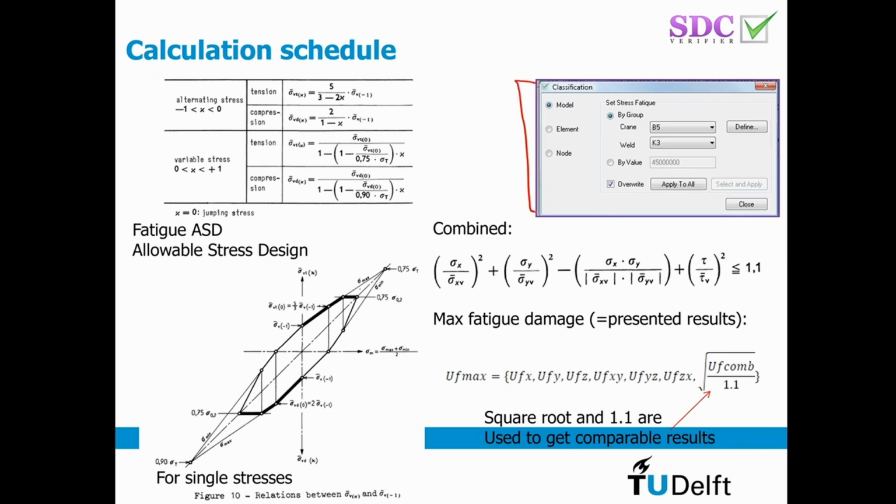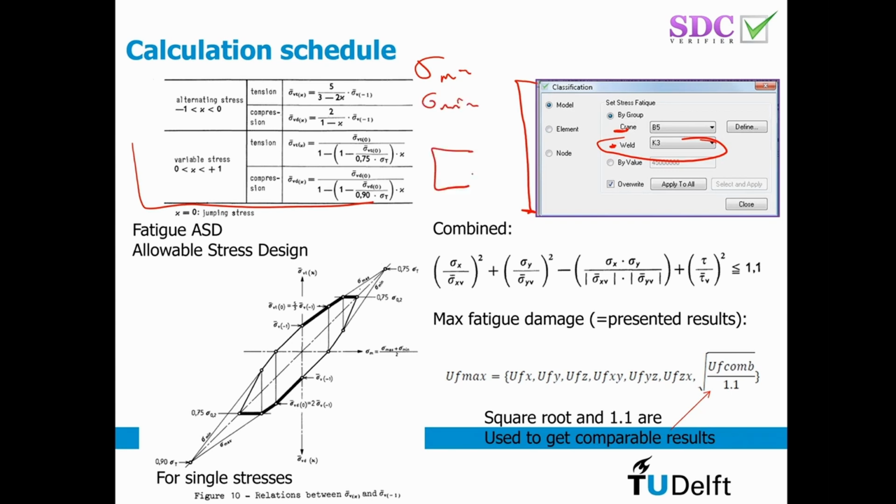In SDC Verifier, basically you follow the same simple classification method. What group do I have? What is my weld category? And this weld category can vary per location, and that's basically everything. The beauty is that all this number crunching depends on my maximum stress and my minimum stress.